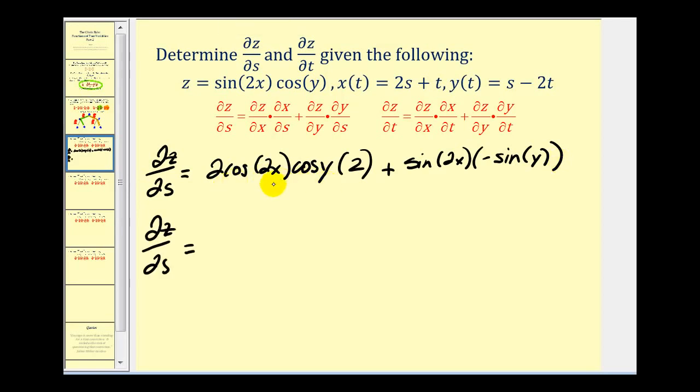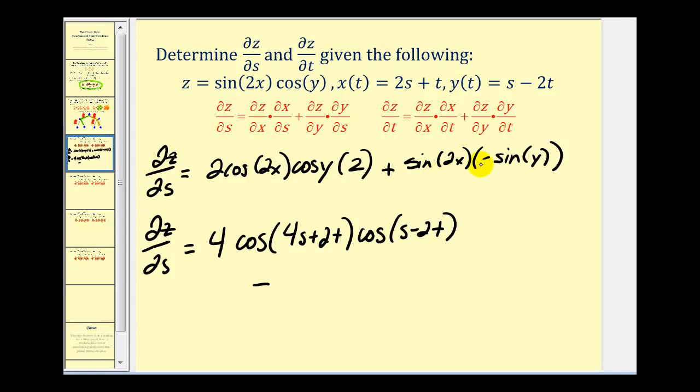So now let's multiply these together and then replace x with 2s plus t and y with s minus 2t. So we have 2 times 2, that's 4. And then for cosine 2x we'll have 2 times 2s plus t, that'll be 4s plus 2t. And then we have cosine y. Well, cosine y will be cosine of s minus 2t. Over here it's going to end up being minus. We have sine 2x sine y. So we'll have sine of 2 times 2s plus t, that's 4s plus 2t, times sine y, and y is s minus 2t.